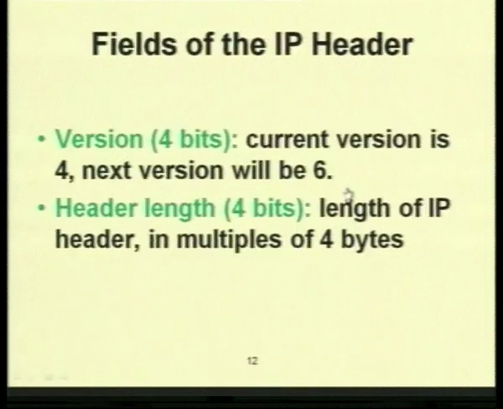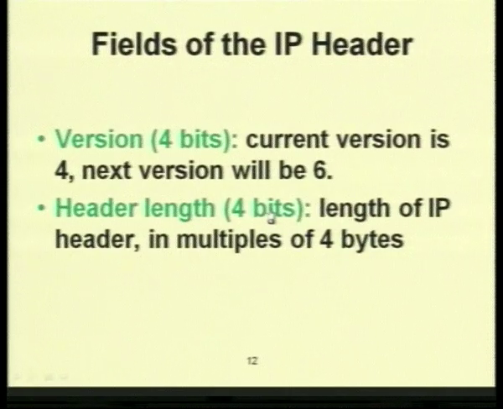Coming to the fields of the IP header, let us look at each of the fields in detail. You have the version field, that is the very first field, which is a 4 bit field. Now, the current version is 4, of course the next version will be 6. Now, in fact, I should not say the next version will be 6. We have both version 4 and 6, which basically tells you what kind of packet it is. Then you have a header length field, which is a 4 bit field.